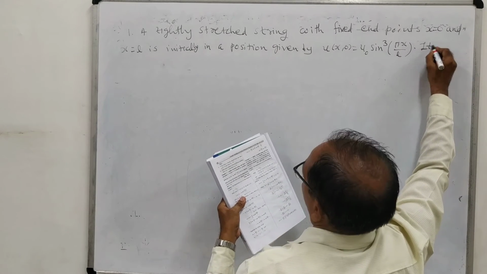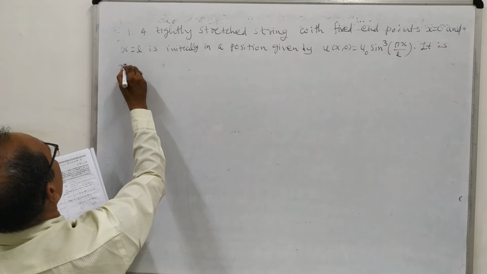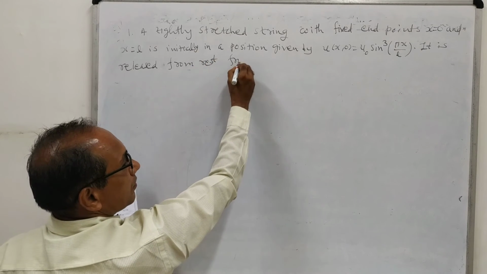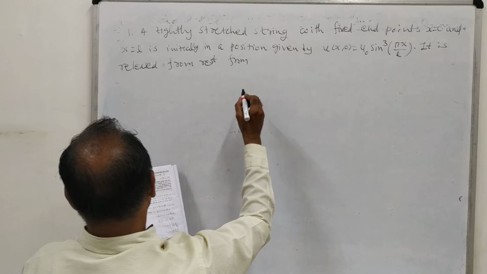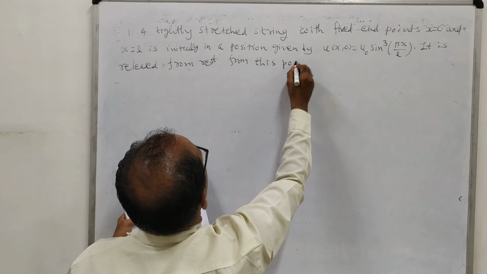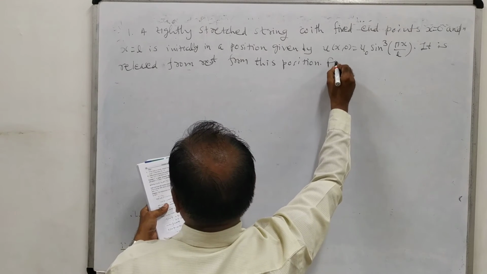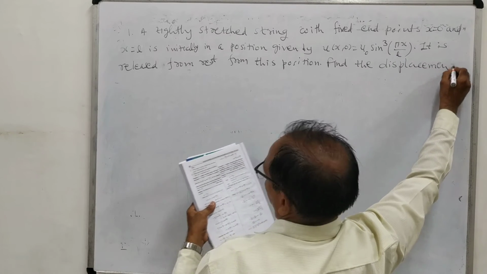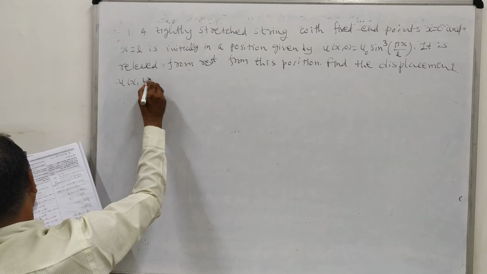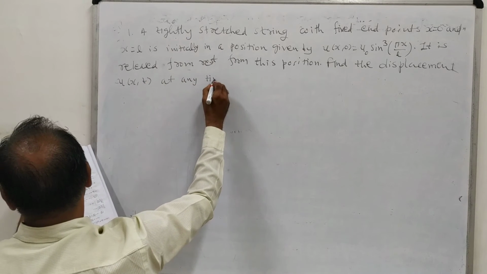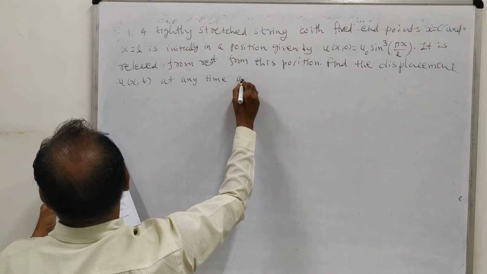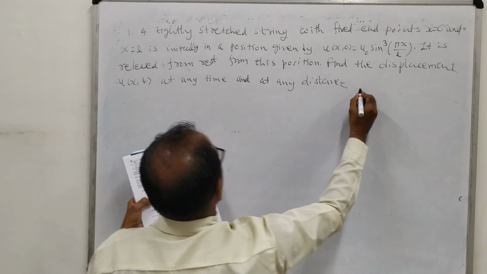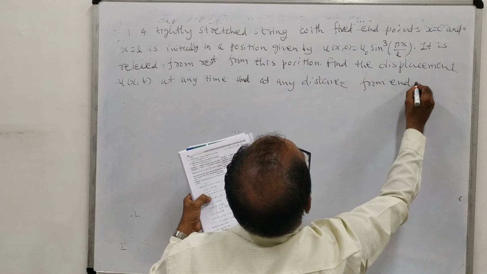It is released from rest from this position. Find the displacement u(x, t) at any time and at any distance from the end x equal to 0.